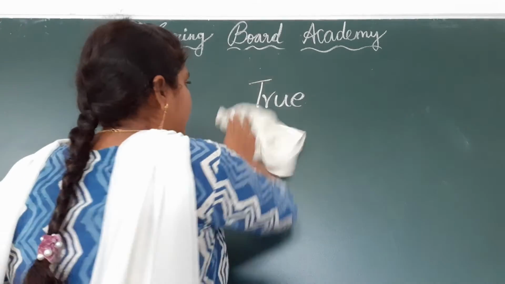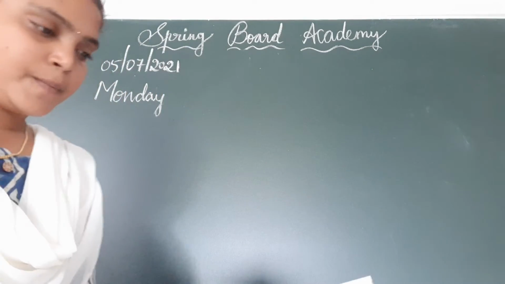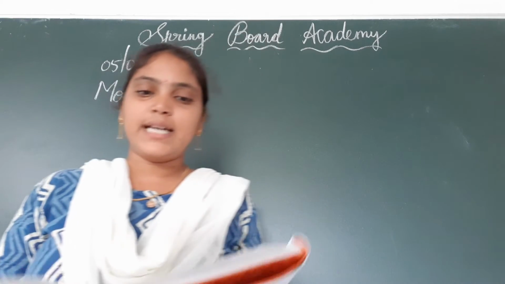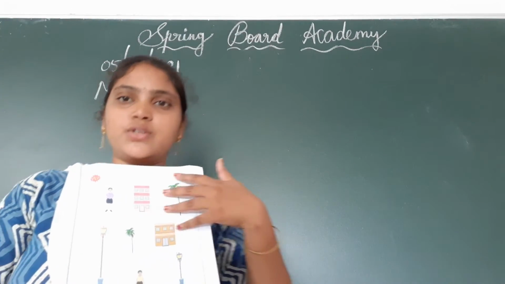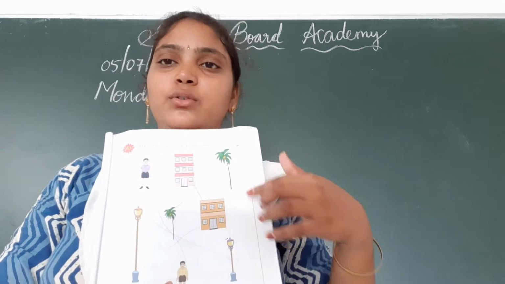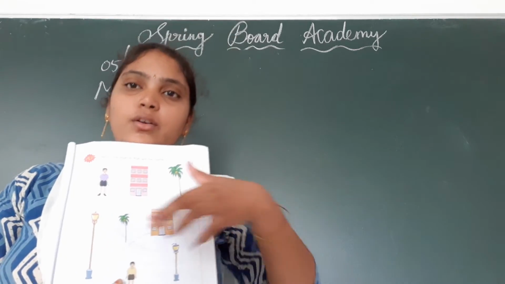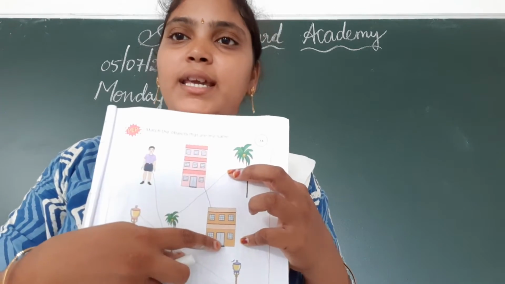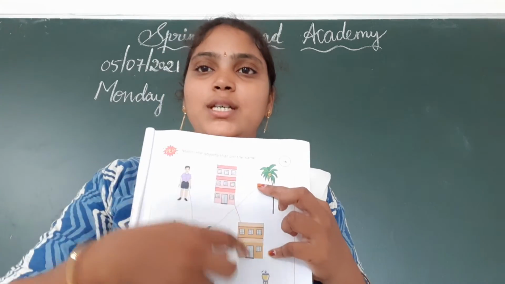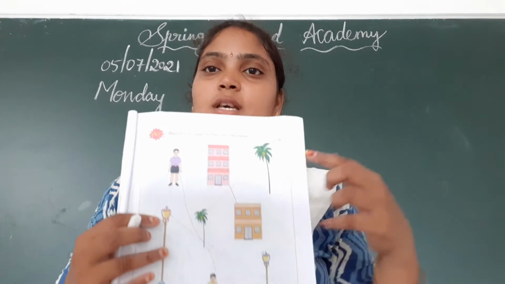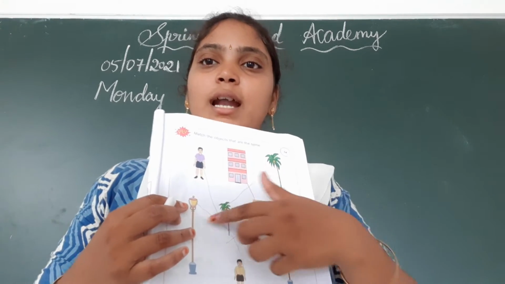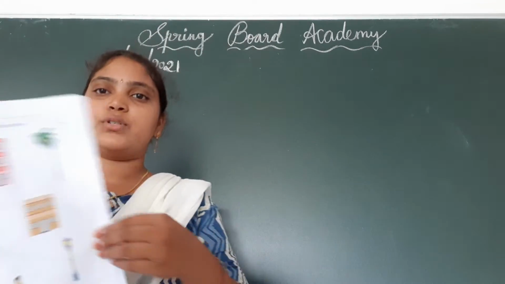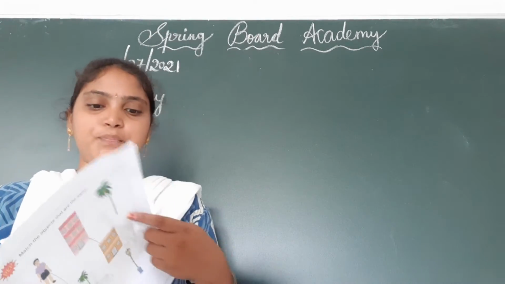Turn to the next page, page number 5. Match the objects that are the same. Here some objects are given, children. You have to match the object with the same object. For example, here a building is there, and here a building is there. Same buildings, so you have to match these two objects. Like that, these two trees, these two boys and these two lampposts. Like that you have to match, children.